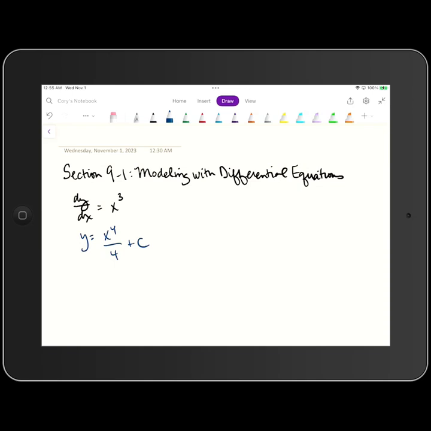Okay. Now, when we find the solution to this differential equation, this is what is called the general form of the solution to the differential equation. Okay, so that is how we take the antiderivative of a function.